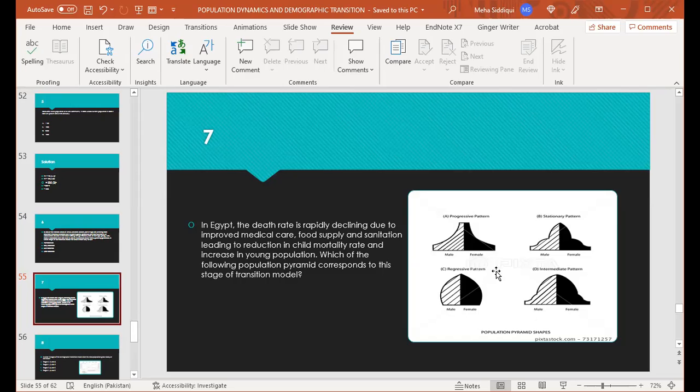A is the right answer. This is the pyramid that corresponds to stage 1. So the scenario is showing stage 1 of the transition model. So A is the right answer.